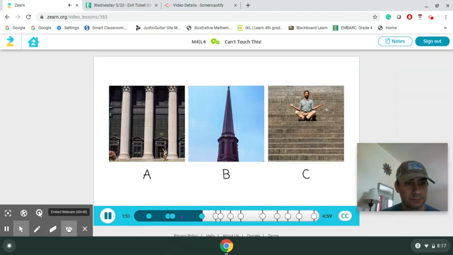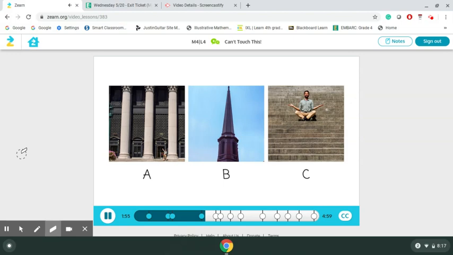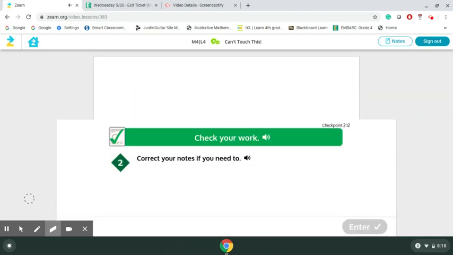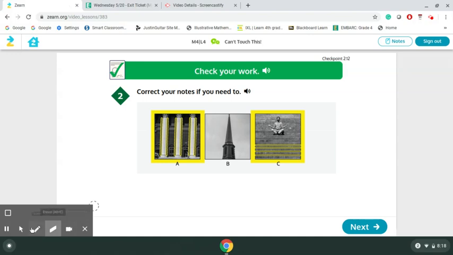Lucas, where'd you see parallel lines? The pillars in the first photo are parallel. Even if we extend them, they never intersect. That's right. Sophie, how about the church steeple? Those line segments in the steeple aren't parallel. If we extended them, they would intersect. But the stairs are parallel. Nice job, guys. All right, nice work, my friends. Let's move forward.